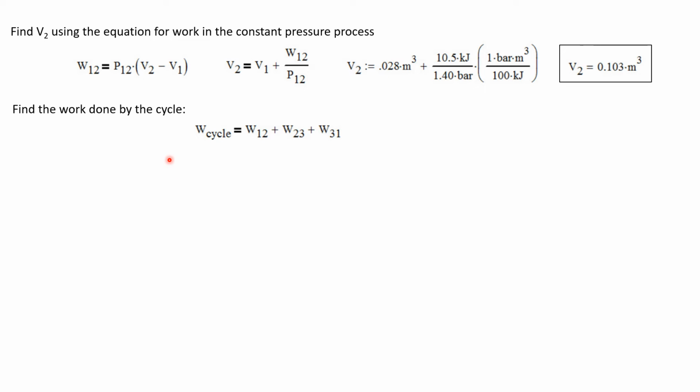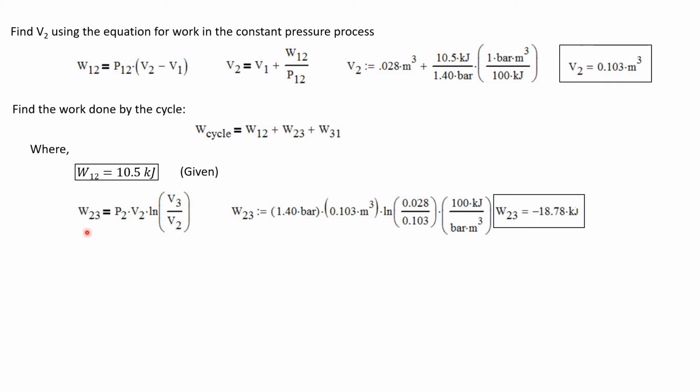Now, we want to find the work done by the cycle. Well, the work done by the cycle is the work done by each of the processes added together. It's the sum of the work for each of the 3 processes. We know the work for process 1, 2 was given as 10.5 kilojoules. So we need to find the work for process 2, 3, which is this polytropic process.